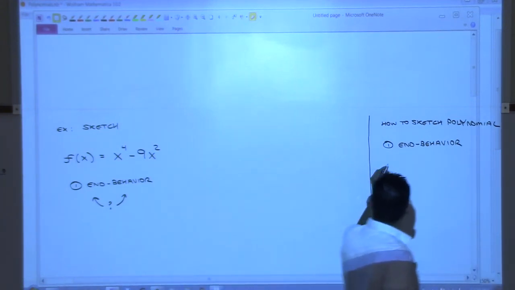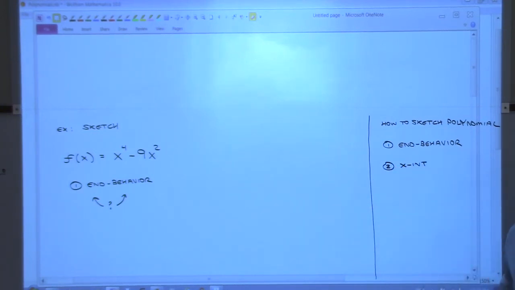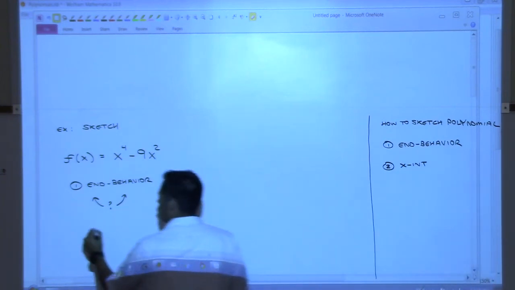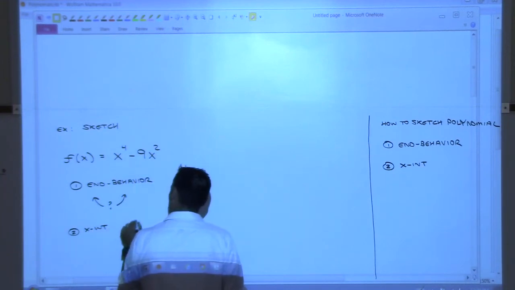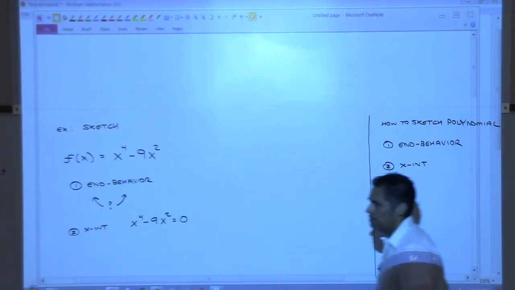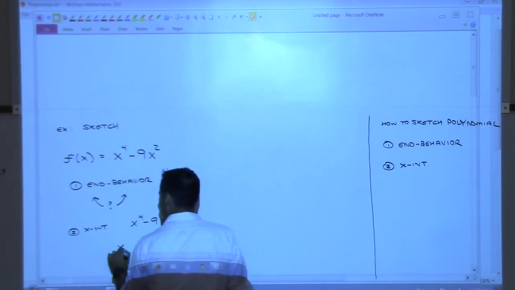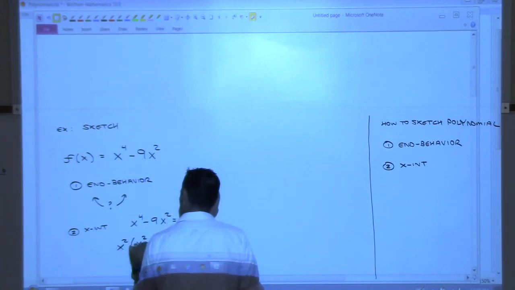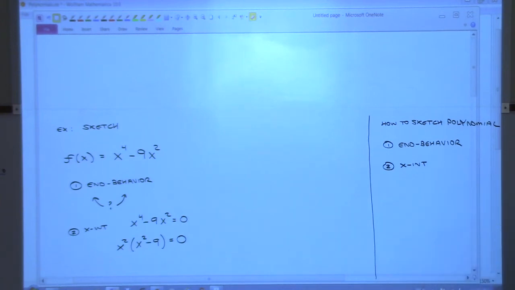The second step to sketch a polynomial function is to find the x-intercepts. All right, so to find the x-intercepts here, we're going to set the function equal to 0, and we're going to try and factor that. So what can you do to factor this? Pull out x squared. That's a GCF first. That will leave you with x squared minus 9. You all agree? If you pull x squared out, you're left with x squared minus 9.